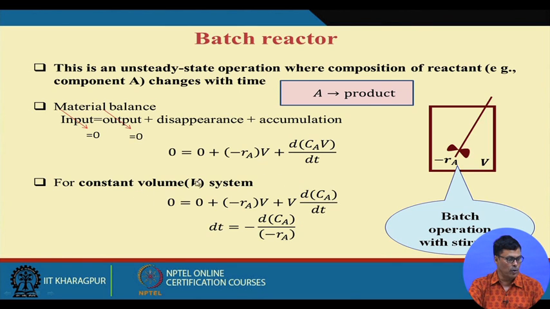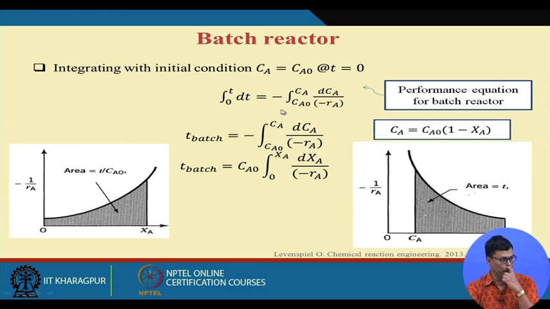Now, for constant volume, if we assume V, the liquid volume, to be constant, then we have this equation: dt equals dCA by minus RA. Here, at t equal to 0, CA is equal to CA0. Then the integration is from 0 to t, and from CA0 to CA, of dCA by minus RA. So, this is equal to t batch.